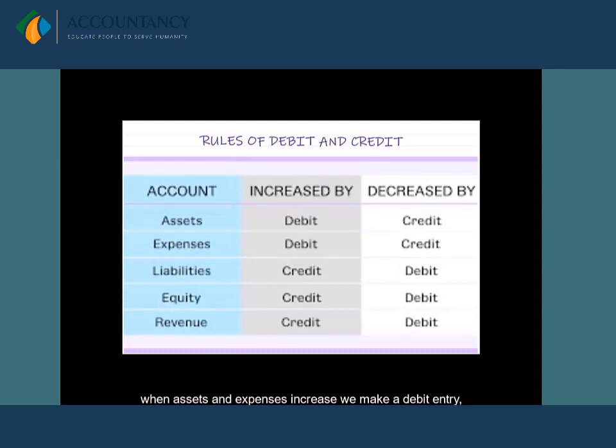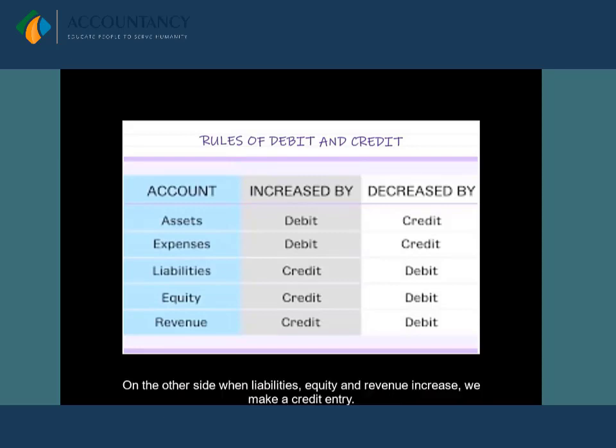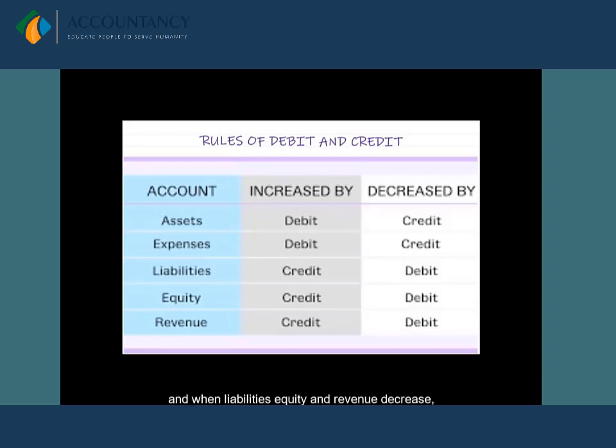When assets and expenses increase, we make a debit entry, and when assets and expenses decrease, we make a credit entry. On the other side, when liabilities, equity and revenue increase, we make a credit entry, and when liabilities, equity and revenue decrease, we make a debit entry.